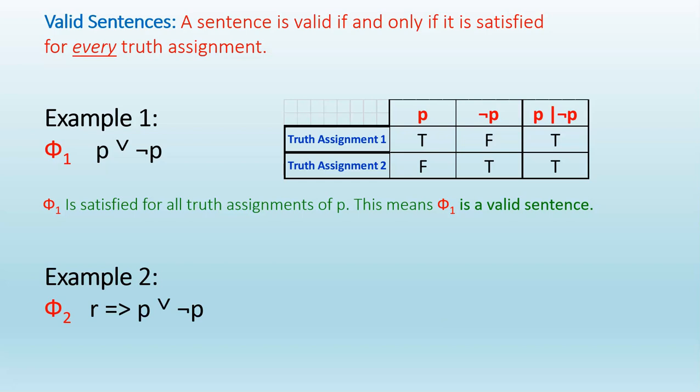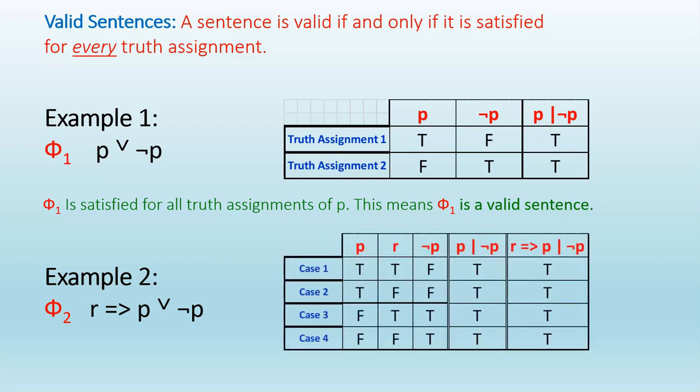Okay, you might be thinking to yourself, why are you talking about this trivial sentence? Like, this sentence literally says something like, it is raining or it is not raining. And that's true in all cases. So you might be thinking, okay, so let's go look at another example. Here I have phi 2, which is R implies P or not P. Okay, here's the truth table for that sentence.